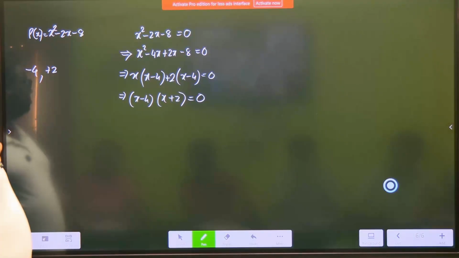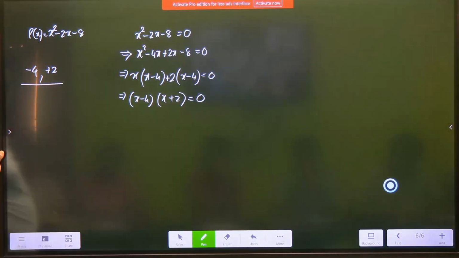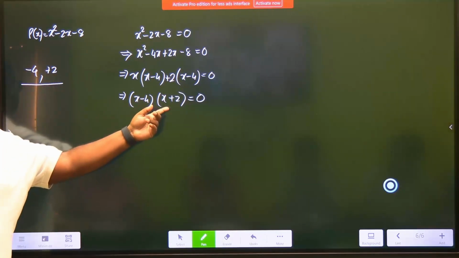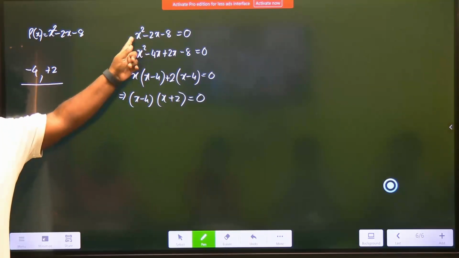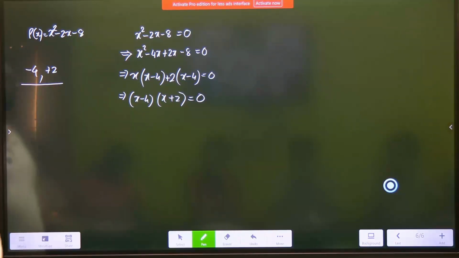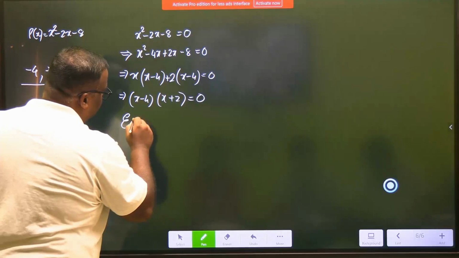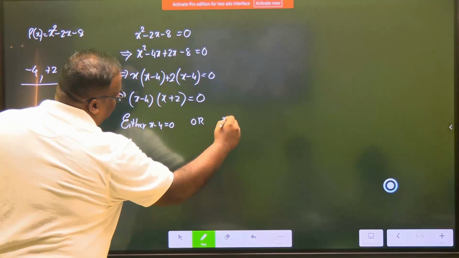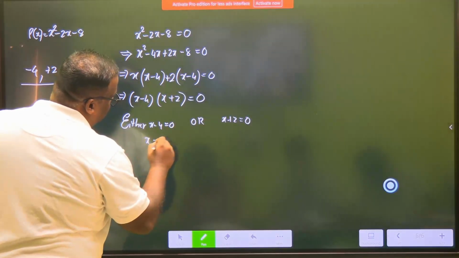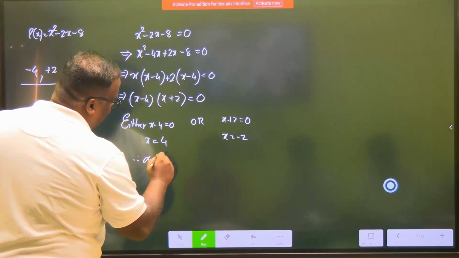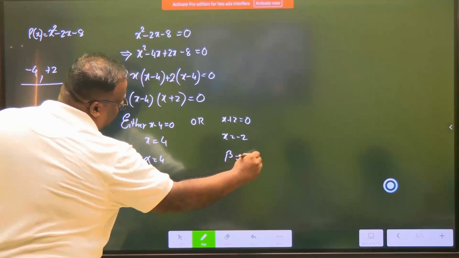When you go to objective type paper solving in competition examination, these were the two factors, right? x minus 4 and x plus 2 straight away. Provided this is 1. If this was not 1, don't apply that technique. Now you know either x minus 4 equal to 0 or x plus 2 equal to 0. So the value of x is equal to 4, and the value of x is equal to negative 2. Therefore, you can write alpha equal to 4, beta equal to minus 2.